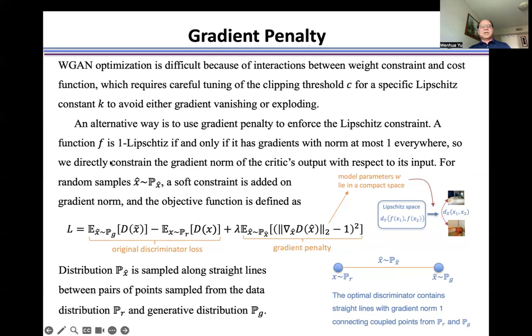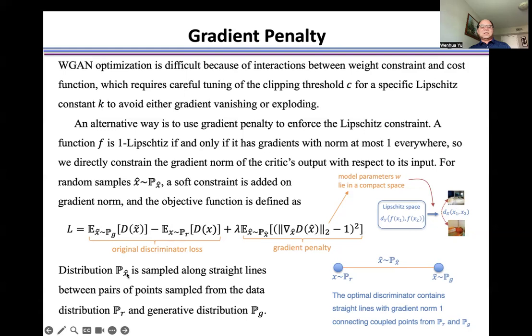For random samples x hat, a soft constraint is added on the gradient norm, and the objective function is defined as a sum of two parts. The first part is the original discriminator loss, and the second part is the gradient penalty, in which the model parameters W lie in a compact space. Namely, we measure the distance in Lipschitz space to calculate the difference between two distributions.